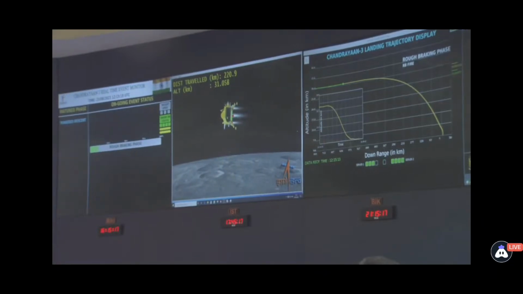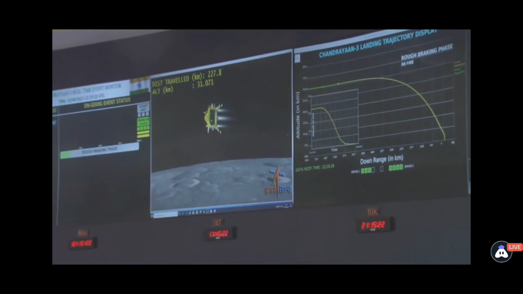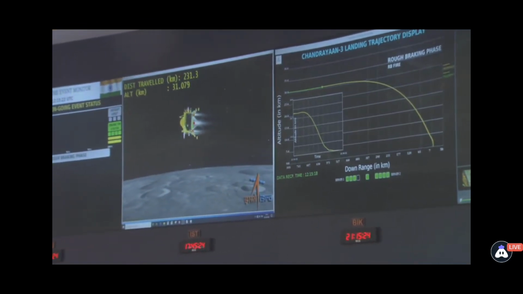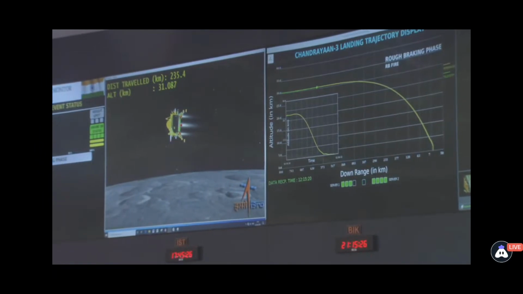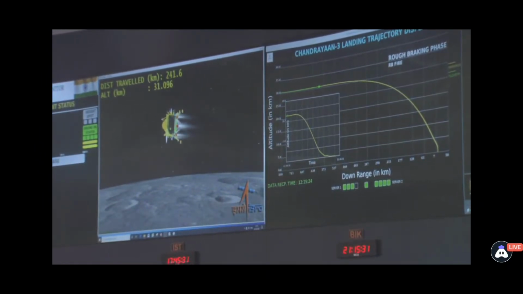The lander module has traveled a distance of approximately 228 kilometers. The complete downrange that will be traveled during this phase shall be nearly 713.5 kilometers.